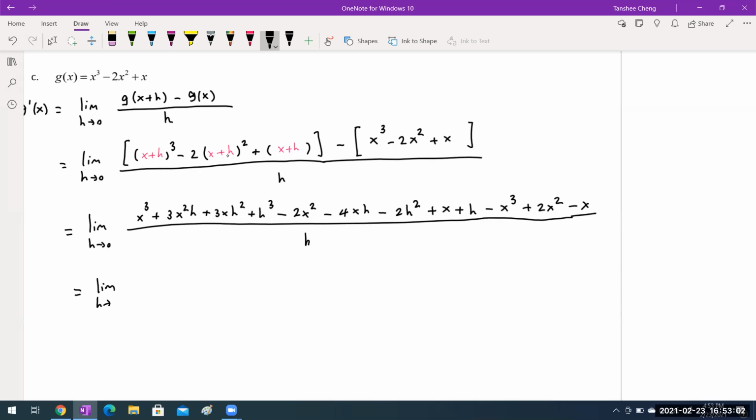Limit as h approaches 0. X to the third power, x to the third power, it's gone, right? So let me use a different color so that we can see this better. So x to the third power is gone. X to the second power is gone. And then x and x, is there any x in here? Yep, x and x is gone.